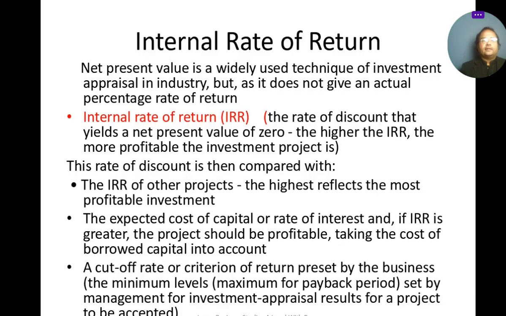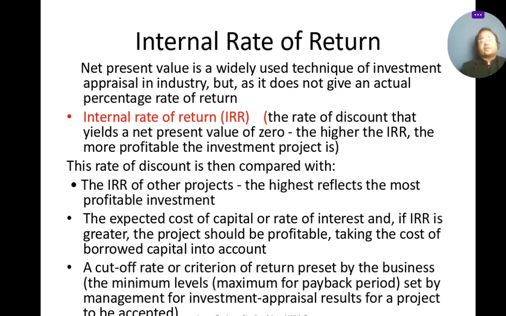Internal rate of return. The net present value is a widely used technique for investment appraisal in industry, but it does not give an actual percentage rate of return. And IRR is the rate of discount that yields a net present value of zero. The higher the IRR, the more profitable the investment project is. This rate of discount is then compared with the IRR of other projects. The highest reflects the most profitable investment.